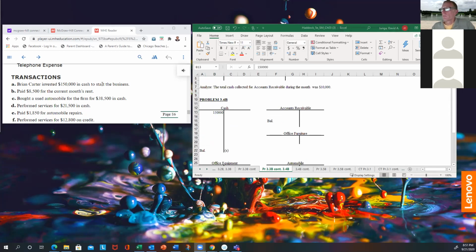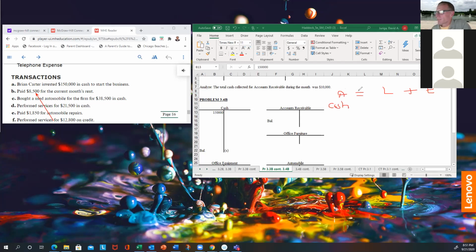Okay. Part B, paid the rent, $8,500. Again, paid $8,500 for current month's rent. Everybody's thinking paid means cash. And if you think cash, let me get my stylus. Remember, you've got assets equals liabilities plus equity.